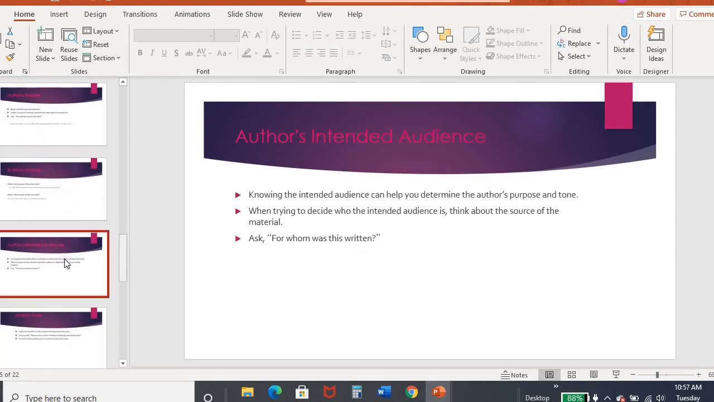Okay, so let's also talk about intended audience. This is closely tied to the purpose: what is the audience of this particular piece? Knowing the purpose and knowing the tone can help you, and you basically just ask, for whom is this written? Was this written for a group of beginners? Was this written for a group of tourists? Was this written for a group of experts in the field? It helps you understand the overall purpose as well.